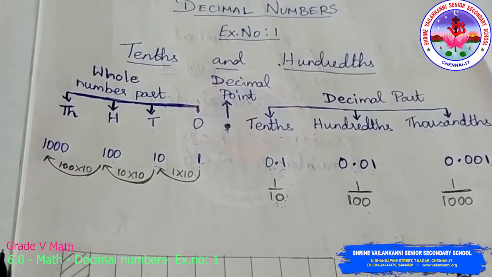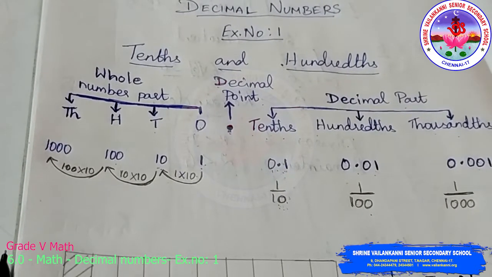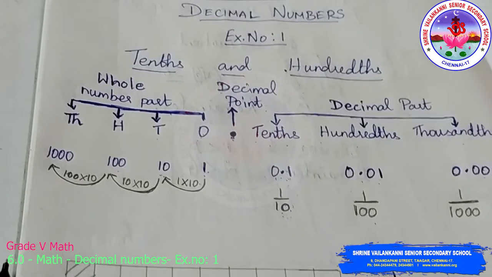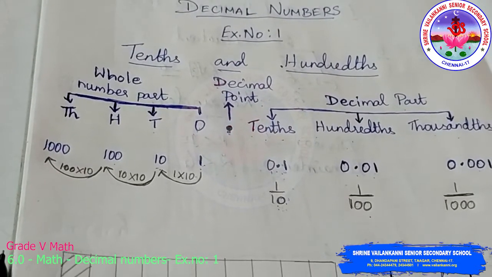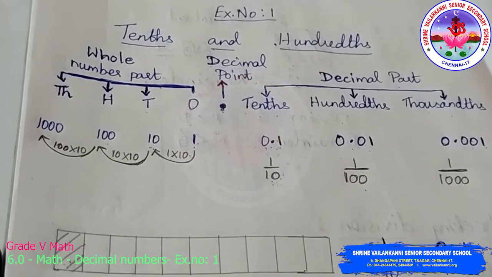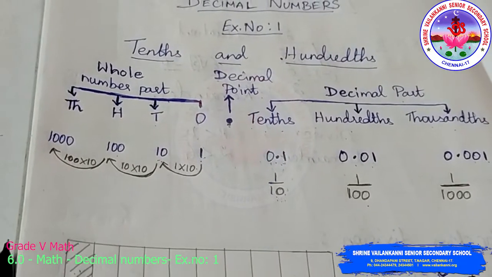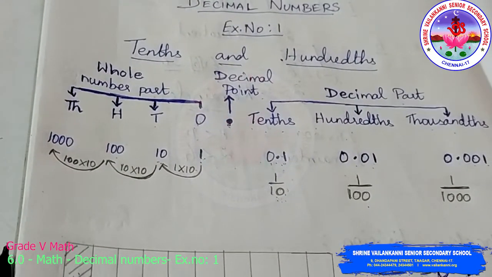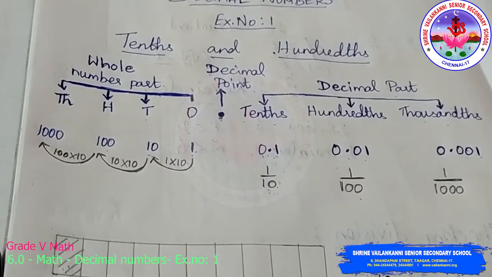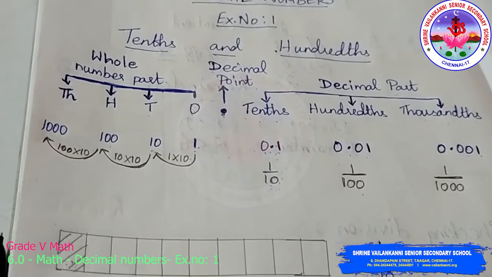Understood? So this is how the fraction 1 by 10 becomes a decimal number. Here there is no number before, that is, after this decimal there is no number, so I am considering it as 0. Understood? So without doing division, I have got the decimal number.